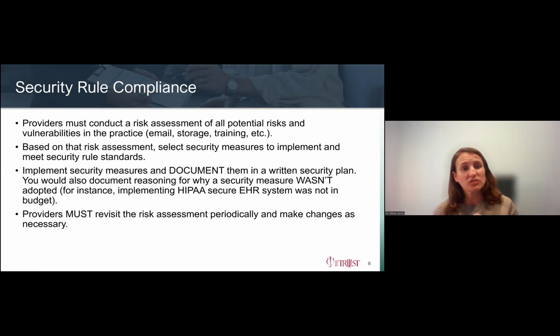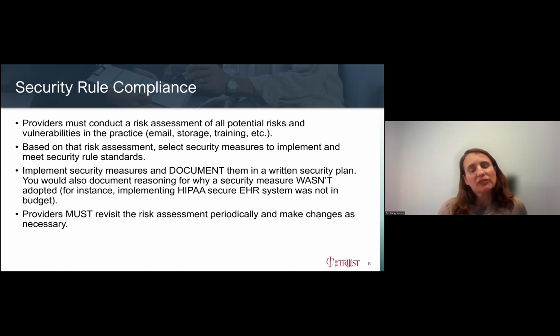So providers are going to do this risk assessment, and then based on that risk assessment, select security measures to implement and meet the security rule standards. And we'll talk a little bit more about that. So once you do that risk assessment, you implement those security measures and document them in a written security plan. This can be written on paper, this can be written electronically. You just want to be able to have a document that reasons why a measure was or wasn't adopted.